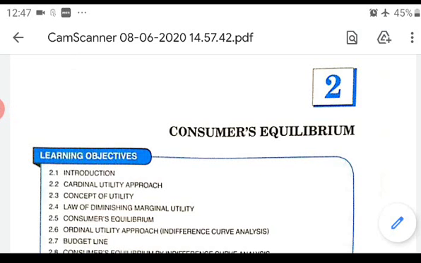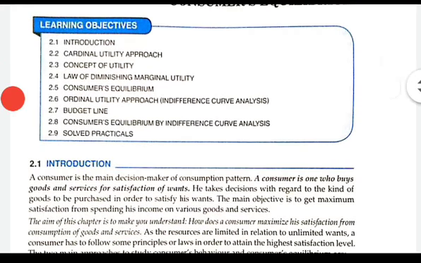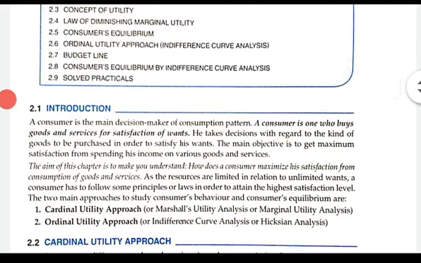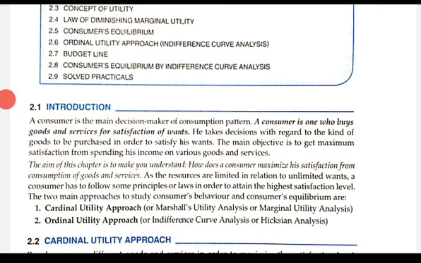So in this video we are going to start the second chapter of your microeconomics, and the chapter name is consumer equilibrium. In this chapter, we are going to understand how a consumer gets satisfaction, and how a consumer maximizes his or her satisfaction from the consumption of goods and services. This is the main aim of this chapter.